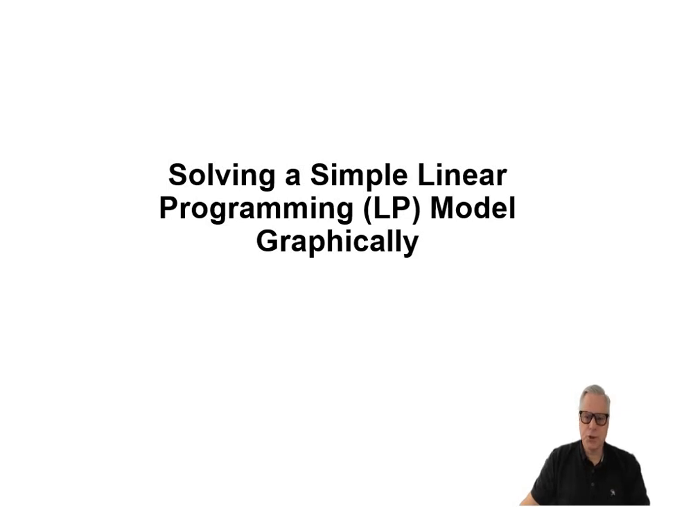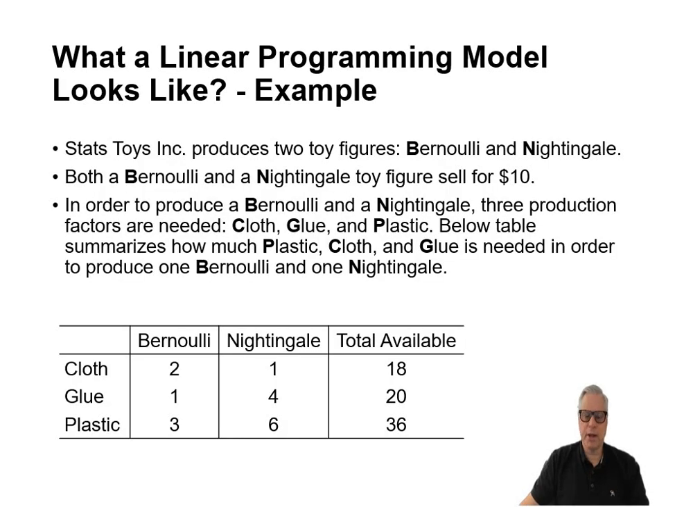Alright, let's turn next to solving a simple linear programming model graphically, and for that we go through an example. So assume that Stats Toys Incorporated produces two toy figures. They are Bernoulli and Nightingales. It's probably some academic toy figures. And both the Bernoulli and the Nightingale toy figure sell for $10. So that's the unit profit. Let's think of it as a unit profit per unit sold.